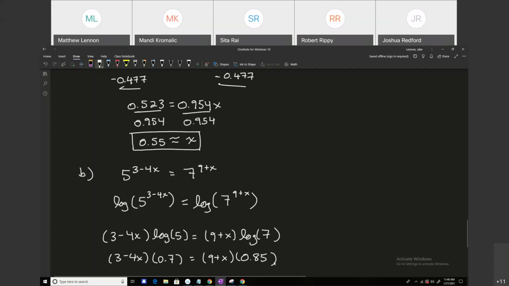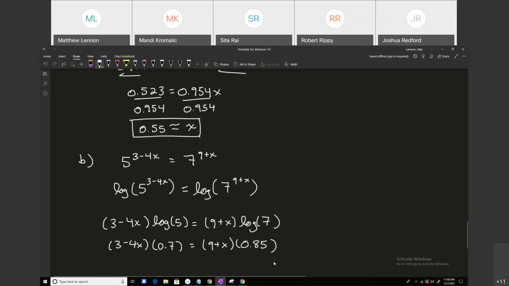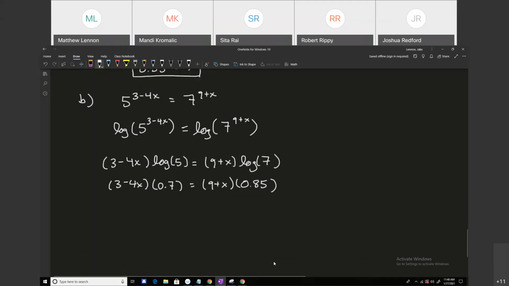So what you want to do now is just distribute on both sides, get your x's on one side and your regular numbers on the other side. And that'll pretty much do it. So we've got 2.1 minus 2.8x on the left, multiplying the 0.7 through. Now we want to multiply the 0.85 through. So 0.85 times 9 gives 7.65. And then we've got plus 0.85x.